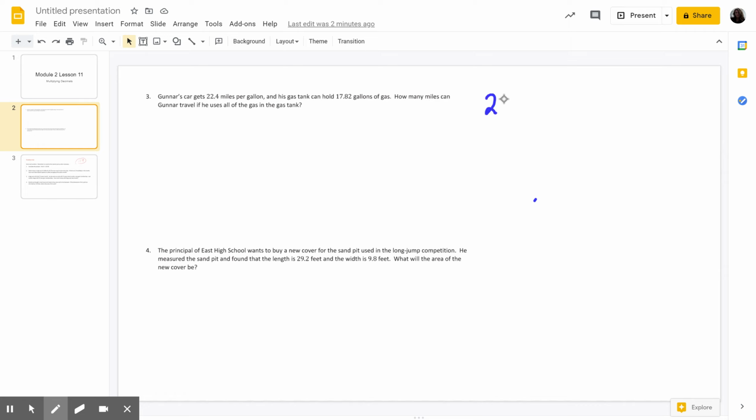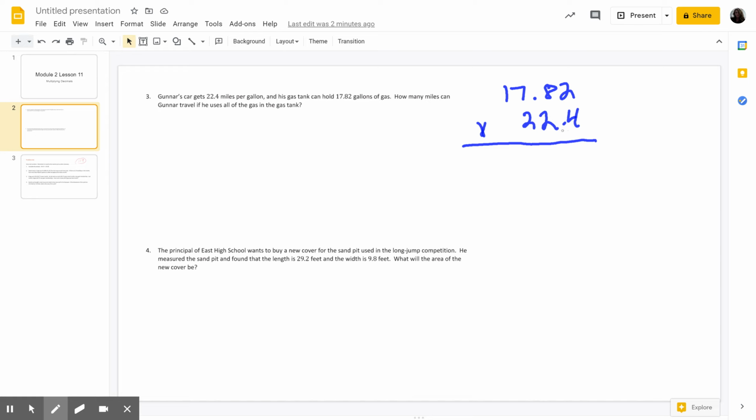So we have 22 4/10 times 17 82/100. So I actually don't want to write that this way. Oops, let me get the eraser. I want to put the 17 82/100 on top. So let me do that over. 17 82/100 times 22 4/10. I prefer the one with fewer digits on the bottom, makes your multiplication easier.